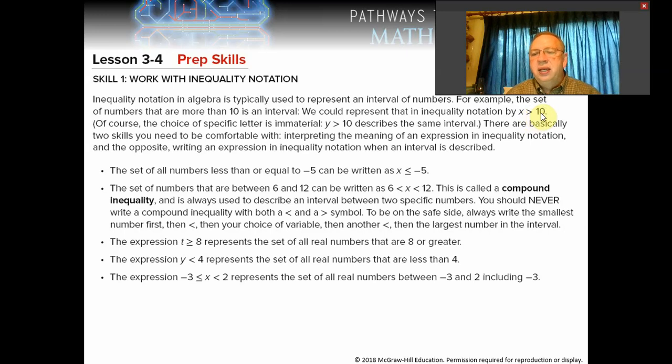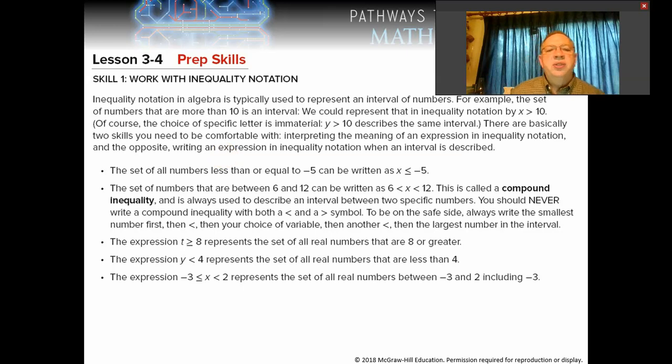So if we drew out a number line and marked off 0, the negative numbers, and then 1, 2, 3, 4, 5, 6, 7, 8, 9, 10, we'd start at that point 10, but not include 10, and then mark off all the rest of them. So there are basically two skills you need to be comfortable with: interpreting the meaning of an expression in inequality notation, and the opposite, writing an expression in inequality notation when an interval is described.